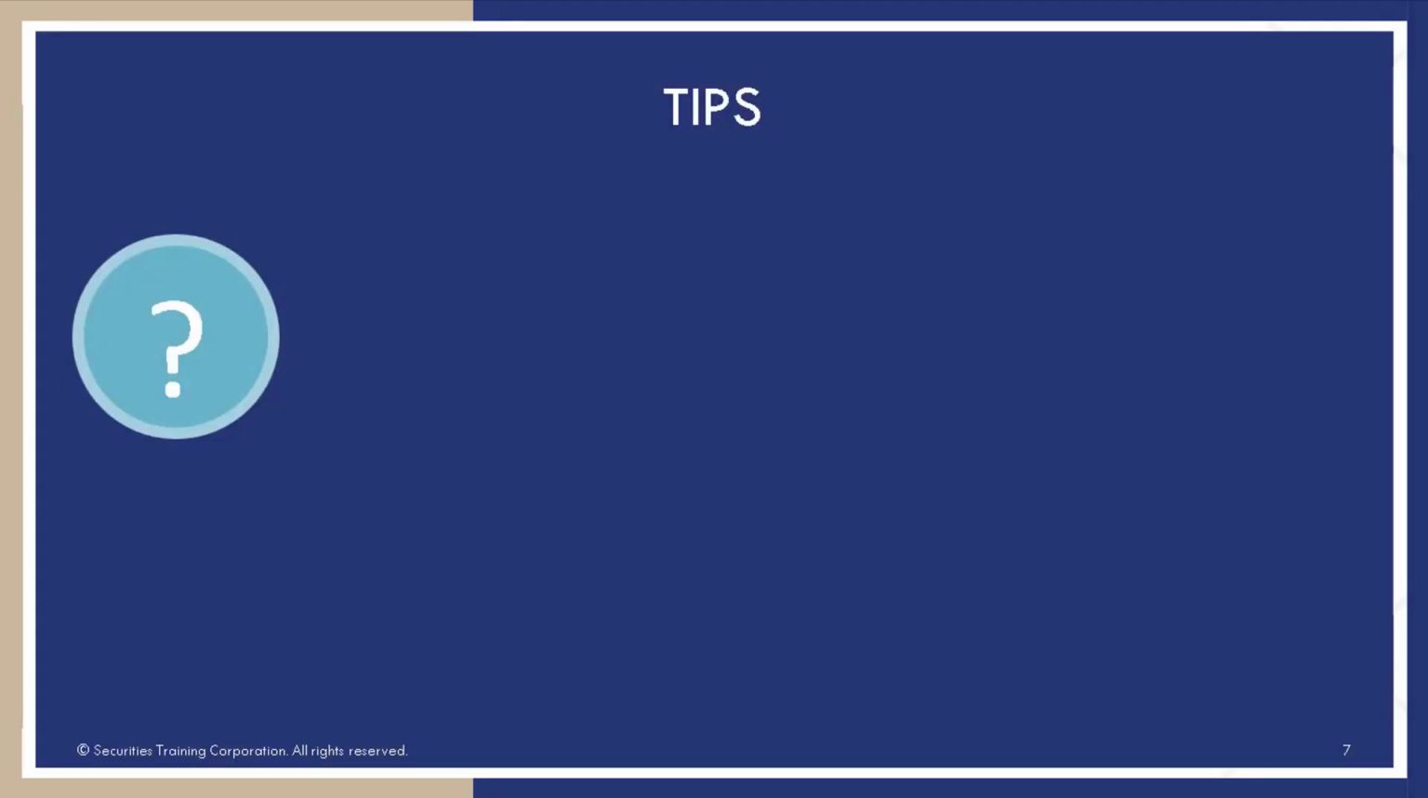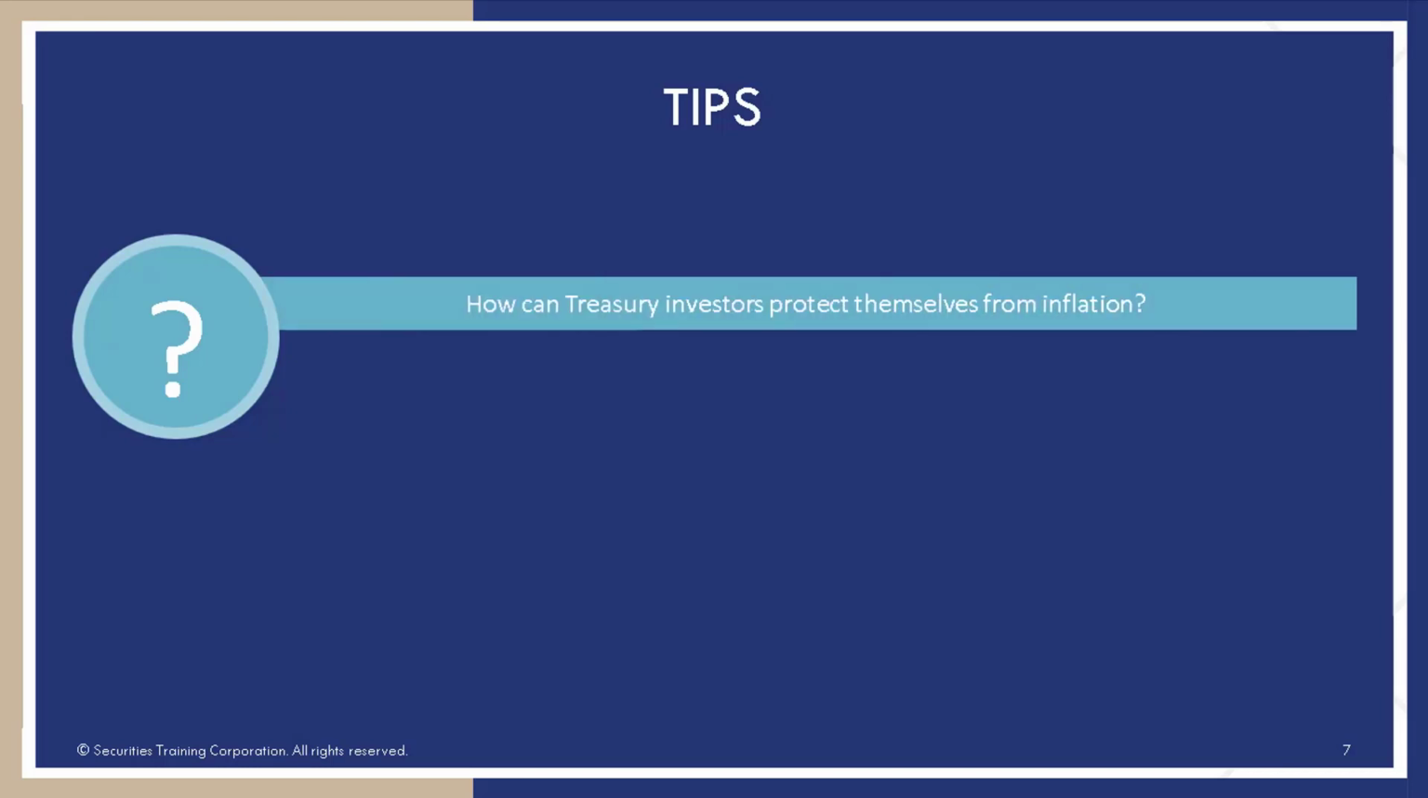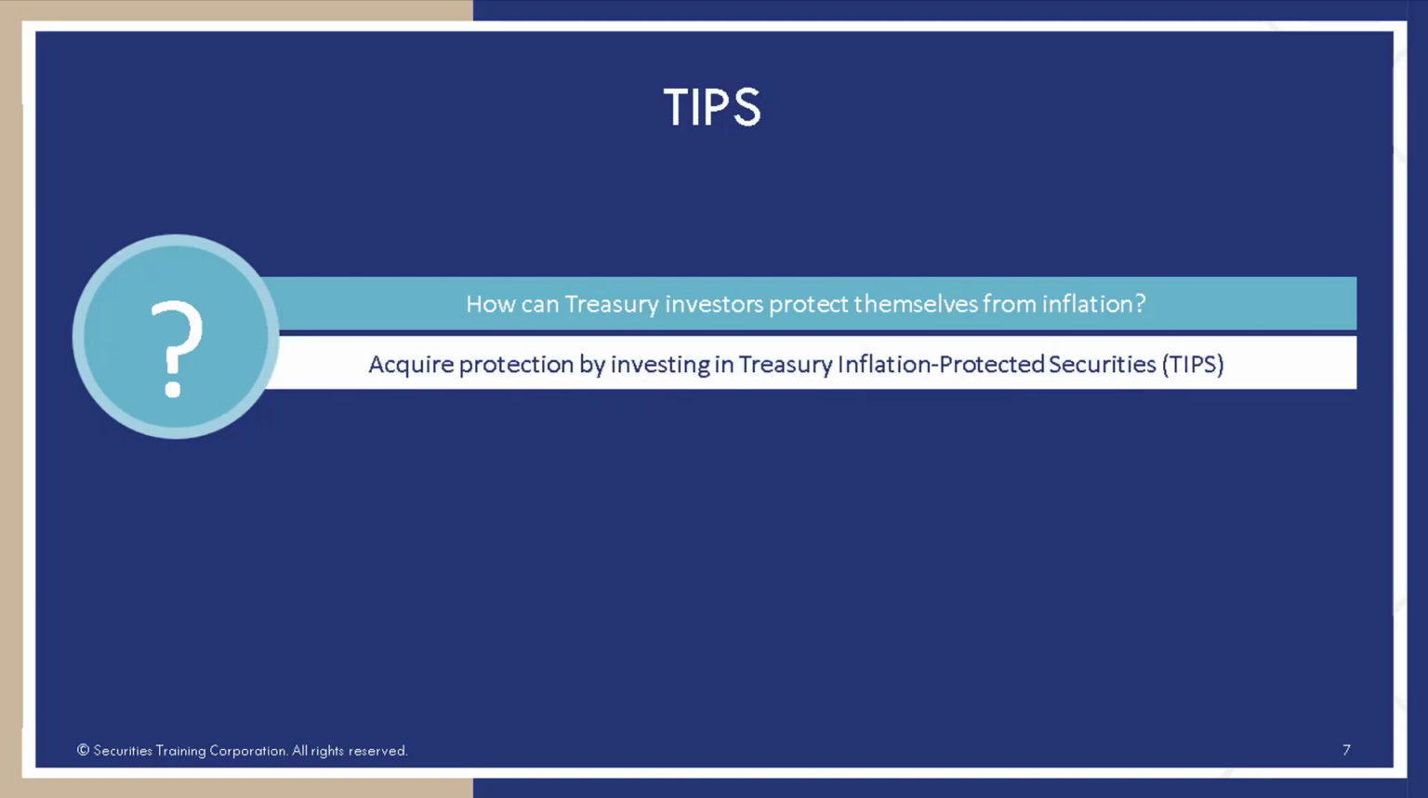Now, another type of treasury is a TIP. TIPs are Treasury inflation-protected securities. So how can Treasury investors protect themselves from inflation? Well, they could buy what are called TIPs, Treasury inflation-protected securities. And many people do call them by the acronym TIPS.